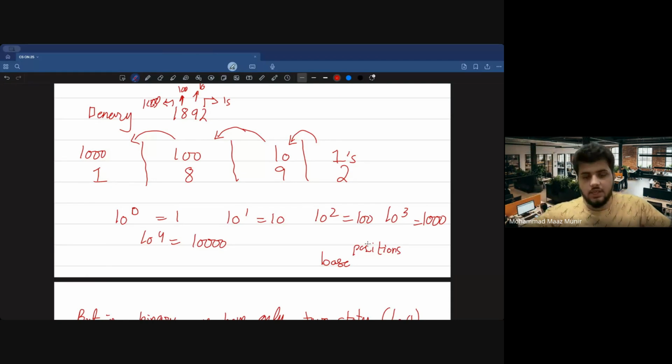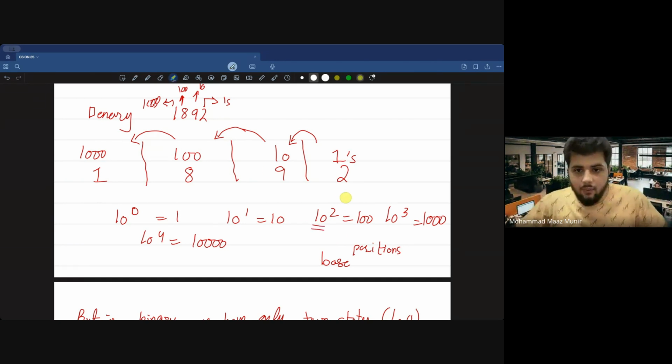We start from zero, then 1, 2, 3, 4, 5, 6. So if we have 10 slots, this basically means we have 11 slots because we also include zero in it. The same concept applies up here. We have the base, which is basically 10, right? We have this 10 base.